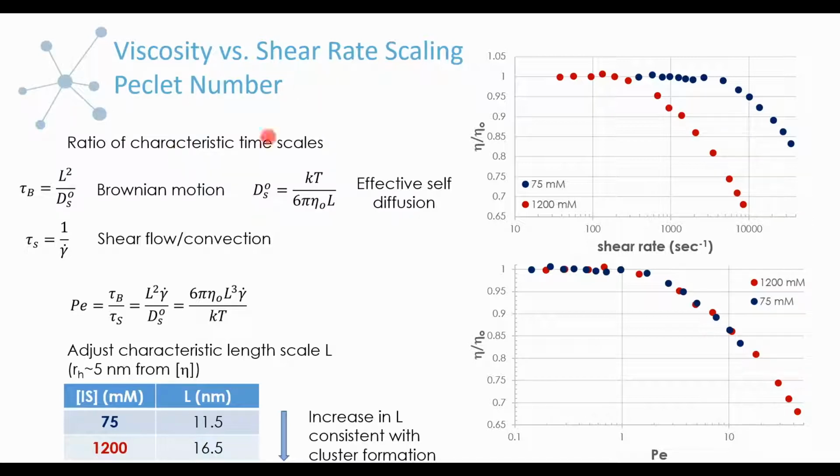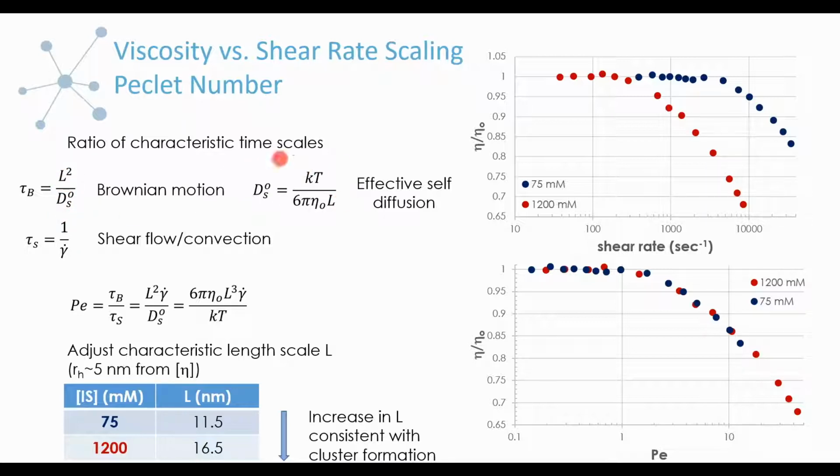So this Peclet number that I'm referring to is basically just a ratio of timescales, one of these being the characteristic time associated with the Brownian motion or diffusion. And this is our characteristic length scale that we're going to adjust here to try to shift these onto a master curve, we're just going to define as L. And so this time scale is L squared divided by some effective diffusion coefficient.